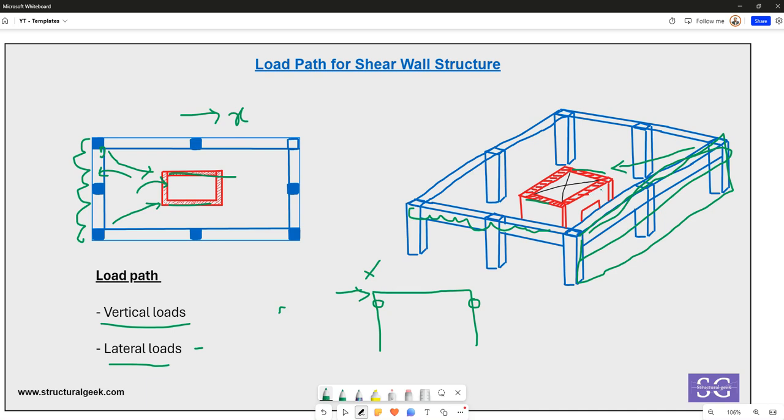Once you are clear on the load path, you will have full clarity on what amount of load is going to what type of unit and what that particular element needs to be designed for. So having that understanding is much more important before even getting to the design part of it. So this was a small video on load path for shear wall structures.